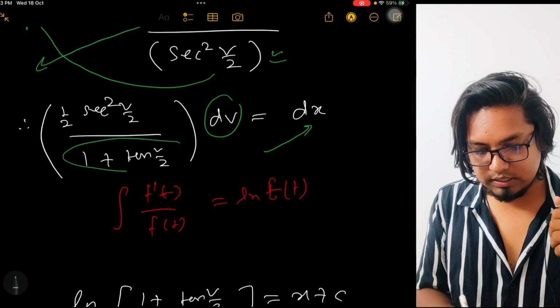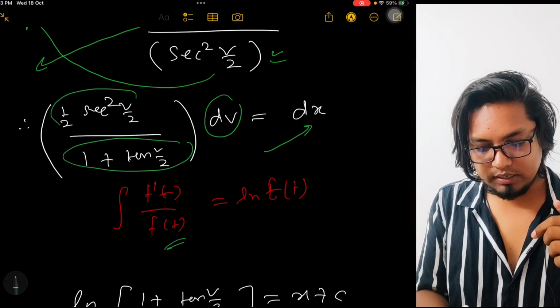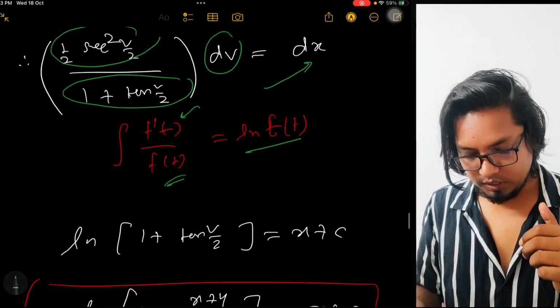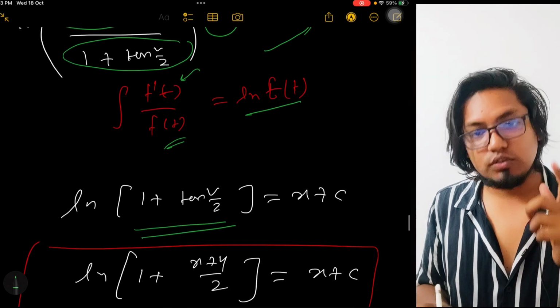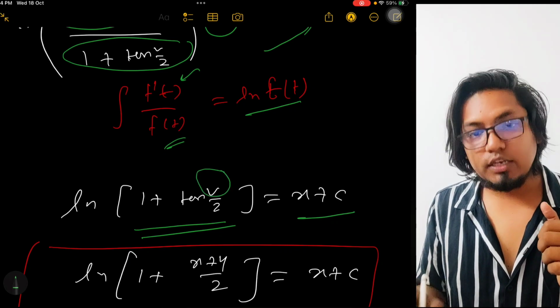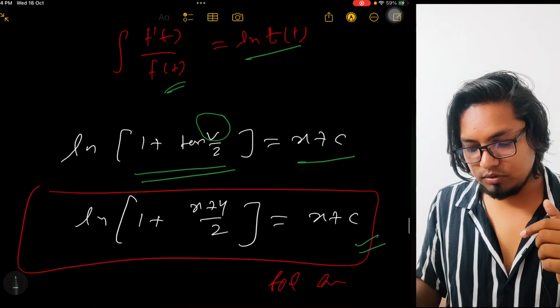Now this is behaving like f of t, and this is behaving like f dash t. So you know what the answer is: ln of f of t plus c. Then this v you again replace with x plus y. So this became your final answer.